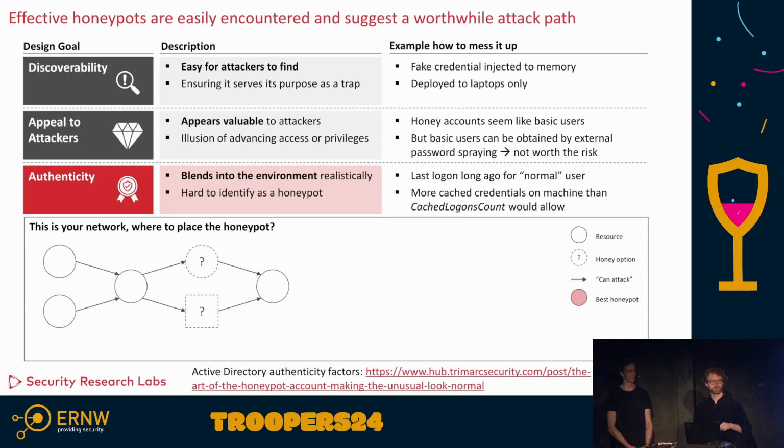You have deception solutions quite a bit that place cached credentials to be found on Windows machines. However, there is a registry key that specifies the maximum number of cached credentials that are allowed. If there are more cached credentials than this number specifies, attackers can figure out something is fishy. So here you would also place the honeypot where it looks the least suspicious.